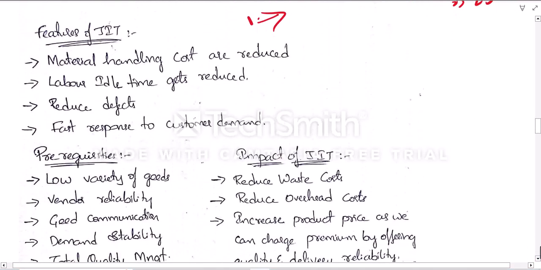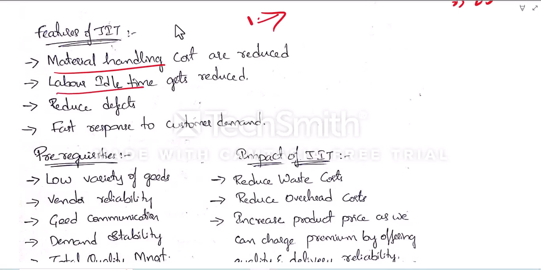So what are the features, in the sense, of what just in time will try to do? It will try to reduce the material handling cost, because we will be producing and purchasing whenever it is required. So material handling cost will be reduced. And labor idle time, we have already discussed in the Kanban card. The downstream machine will give the notification card to the upstream machine to produce only such amount of goods as required by the downstream machine.